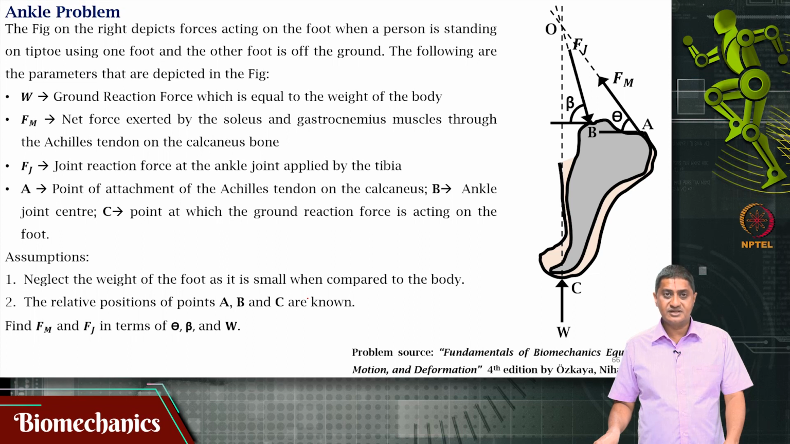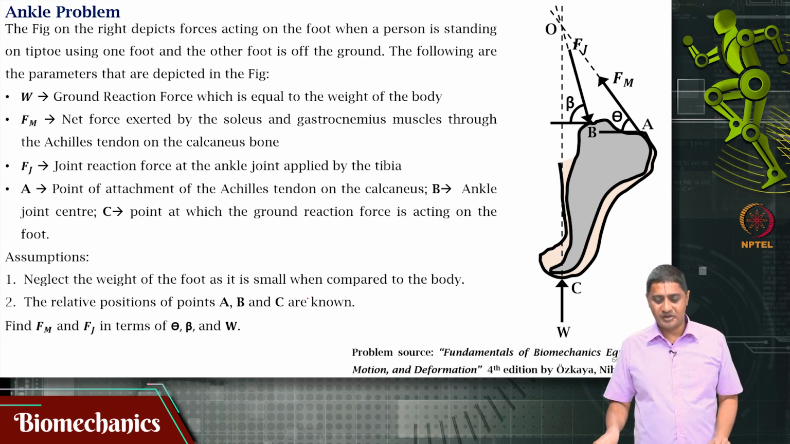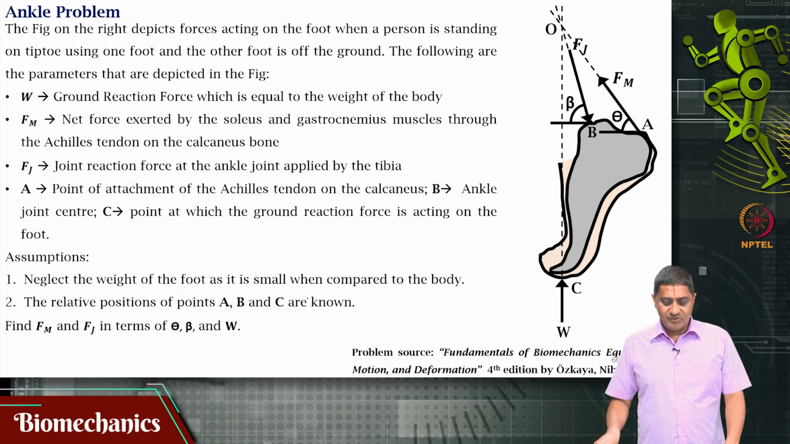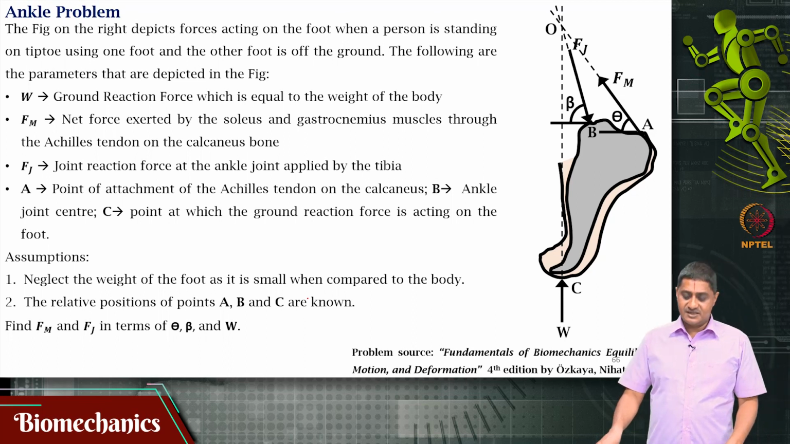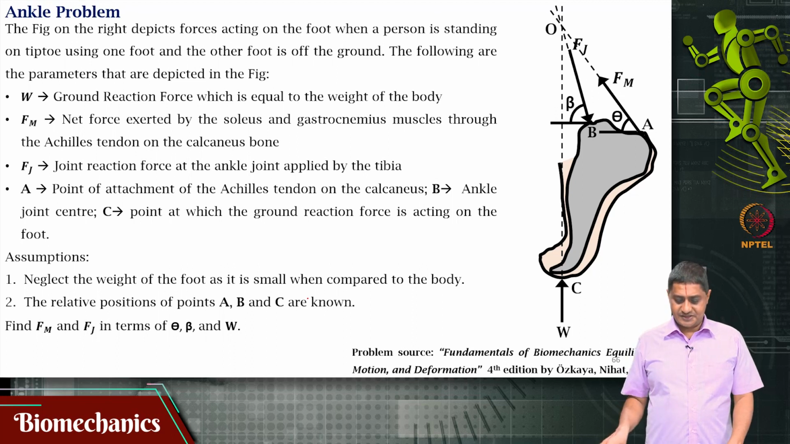W is a ground reaction force. This is essentially the weight of the body. The entire weight of the body is acting at this point, tiptoe, one point. Fm is the muscle force, which is the force exerted by the soleus and gastrocnemius muscles through the Achilles tendon on the calcaneus bone. Fj is a reaction force felt at the ankle joint, the talocrural joint, that is applied by the tibia on this joint.